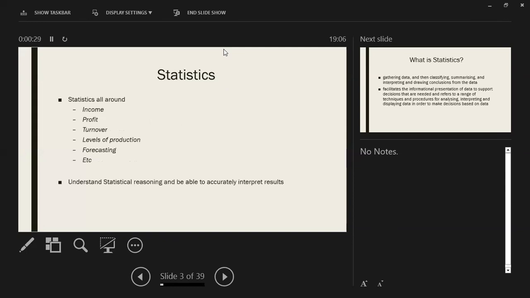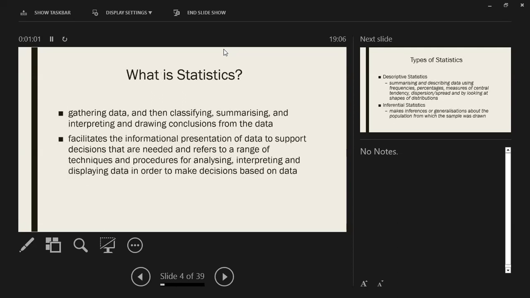So generally, statistics is all around you, right? As long as you are in a company, you are dealing with numbers, the probability that you are dealing with statistics is very, very high. When we're talking about income, profit, turnover, levels of production, forecasting, and so forth, that is statistics, right? So generally, statistical reasoning is needed for you to be able to accurately interpret results.